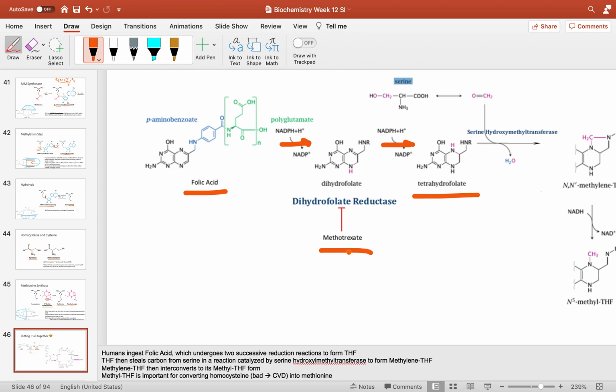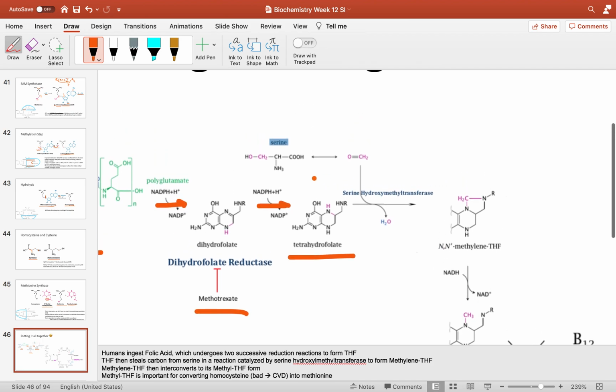Remember, methotrexate is a common cancer drug because when you inhibit one-carbon metabolism, by extension you inhibit nucleotide metabolism. And cancer cells need to divide quickly, so they need to be able to replicate their genome. If you don't have nucleotides, then you can't grow. So now this THF needs to be carbonated.